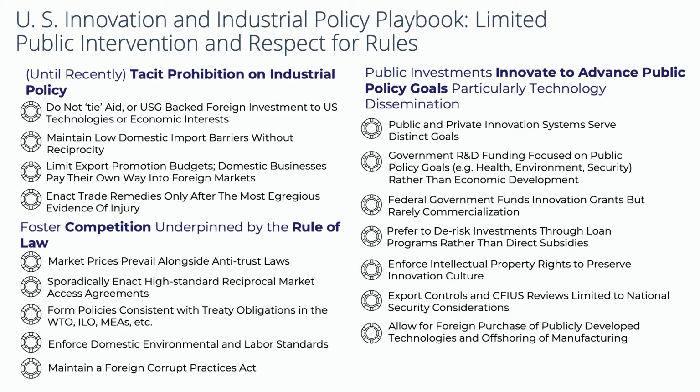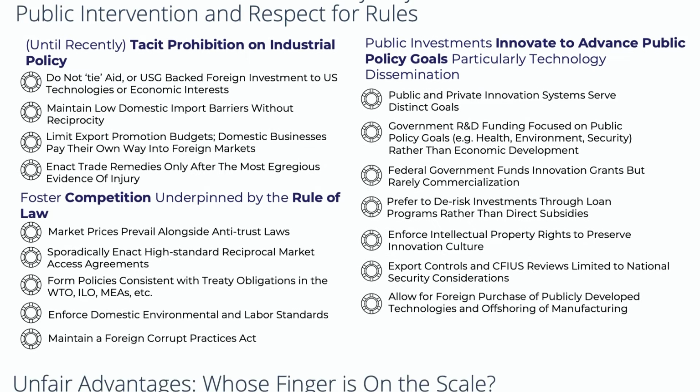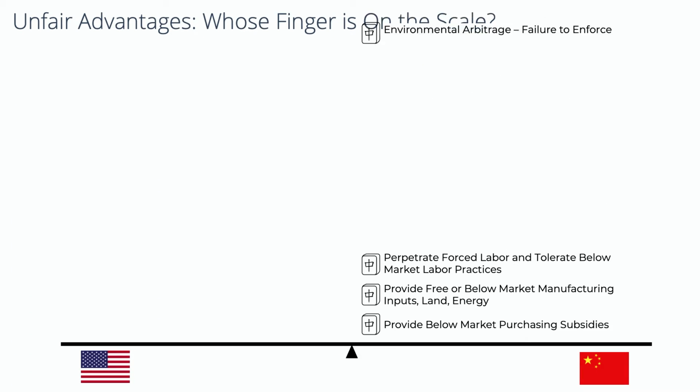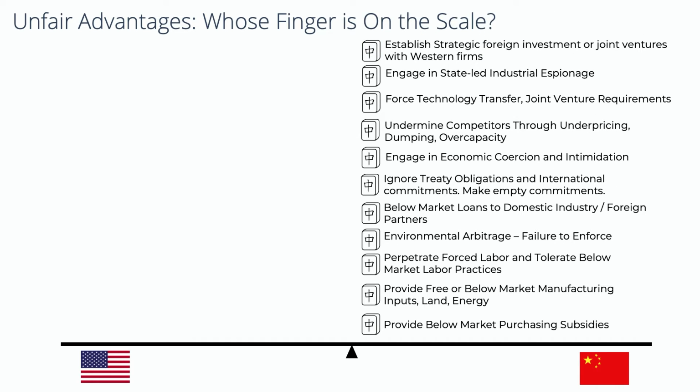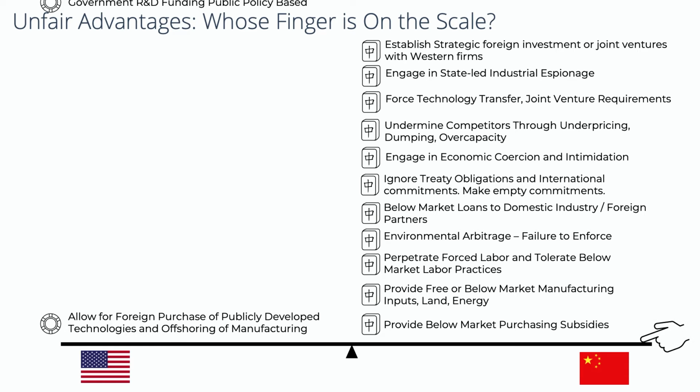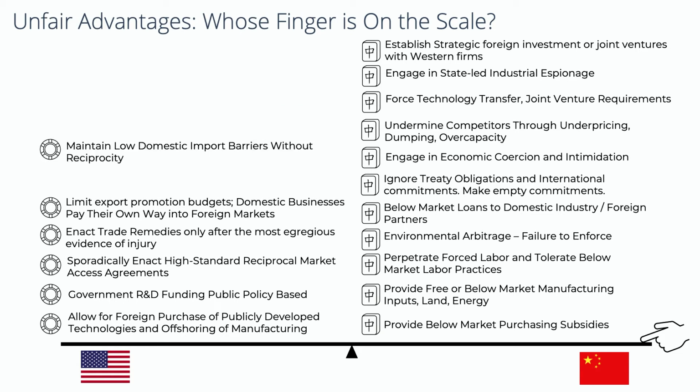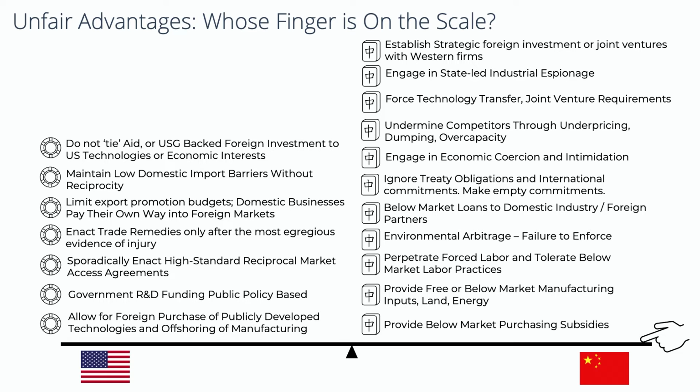Okay, so if we look at these, obviously, there's a lot of unfair things that China does that, in fact, is like a finger on the scale, right? But it is effective in terms of lowering costs and tilting that scale in their advantage. Now, however, I'd like to note that many of the US tools and approaches, such as tying aid, maintaining low domestic import barriers without reciprocity, amount to our own finger on the scale, forcing it in China's column.